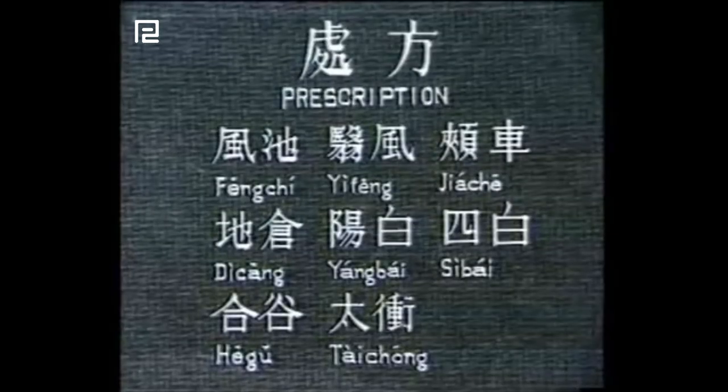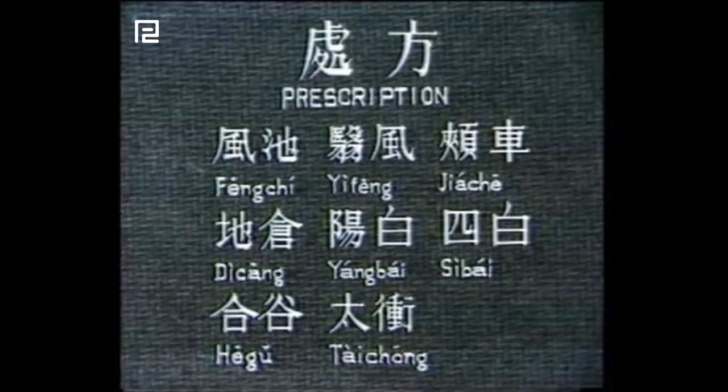For treatment, needle Fengshi, gallbladder 20, Yifeng, Sanjiao 17, Jiache, stomach 6, Dicang, stomach 4, Yangbai, gallbladder 14, Sibai, stomach 2, and Taichong, liver 3, of the affected side. Points Hegu, large intestine 4, of both sides are needled with the even movement method, accompanied by moxibustion to disperse wind and regulate the meridians.